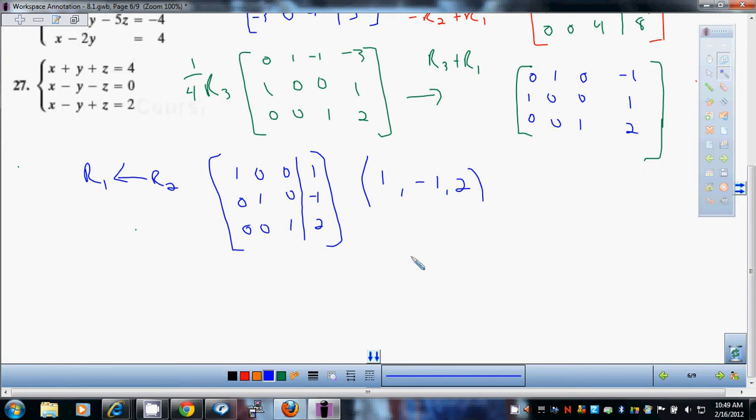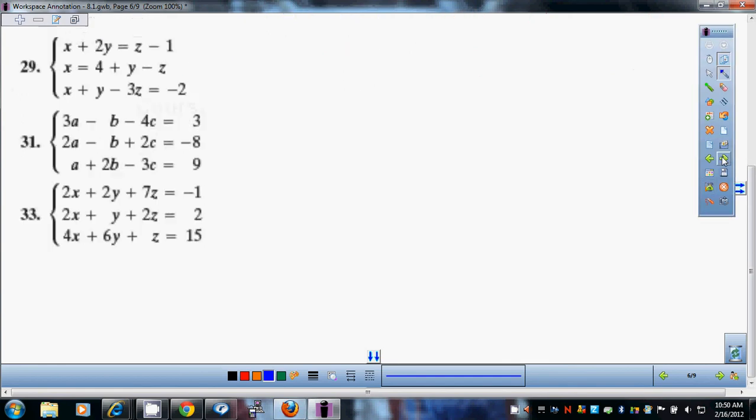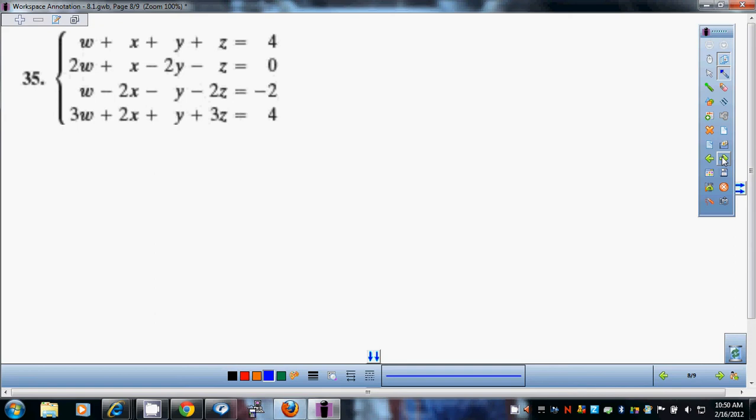More or less. That's the whole point. Your goal is to solve. When you're done, I just want to see an ordered triple or an ordered quartuple. There it is. That's all I want to see at the end of the day.